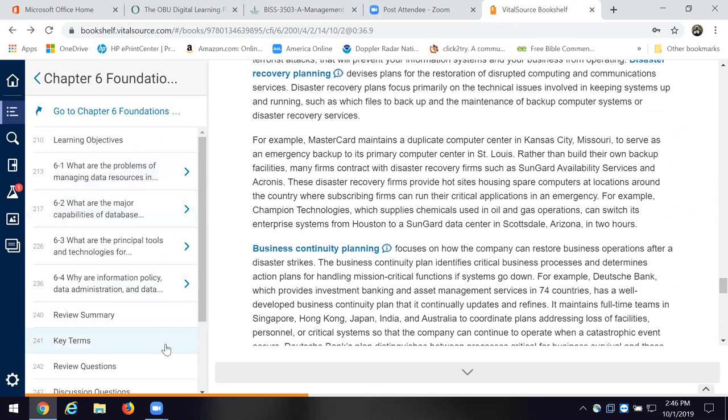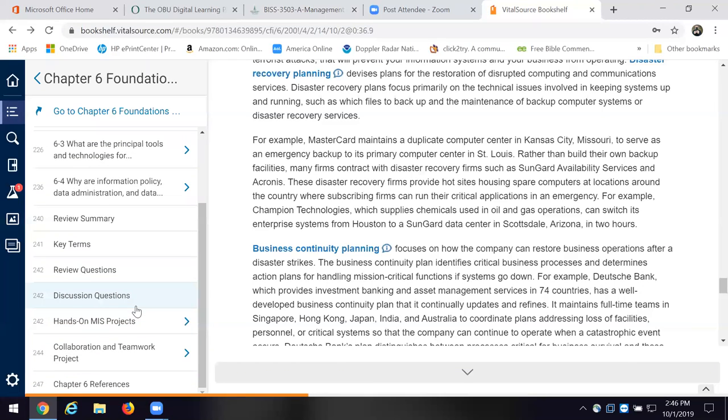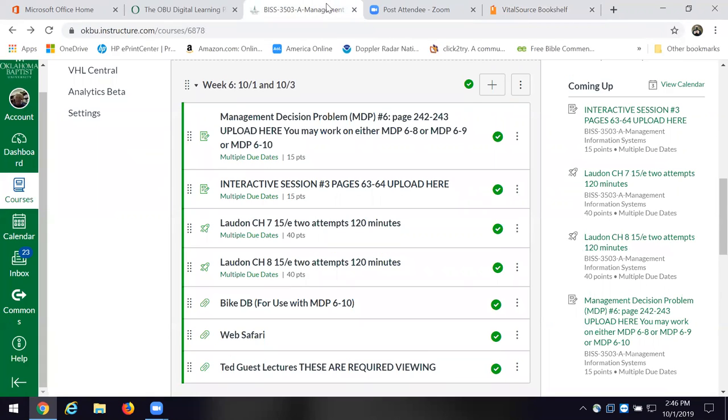And it deals with the issues of business intelligence. So we've got the MDP. I tell you, you can use MDP 6 for number 6. You could use 6.8, 6.9, or 6.10. If you choose 6.10, there's a database for that.